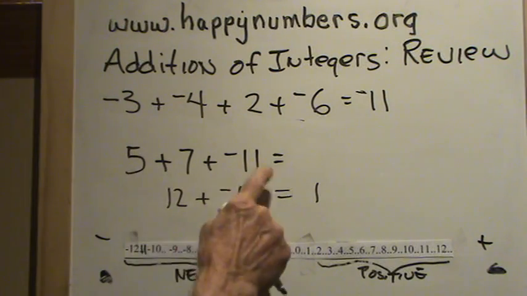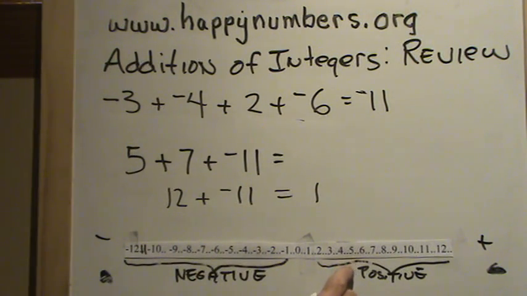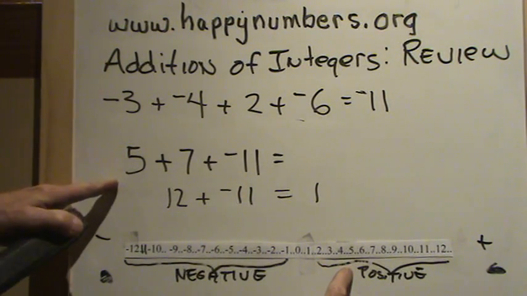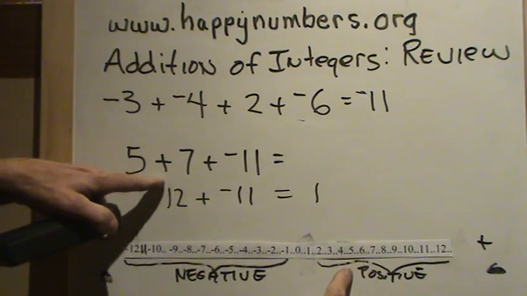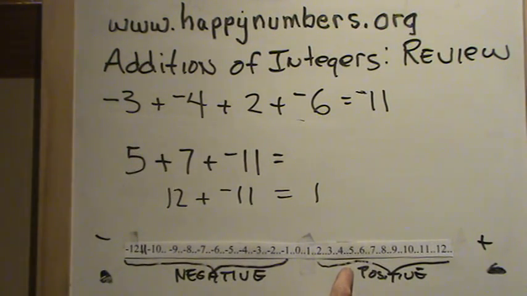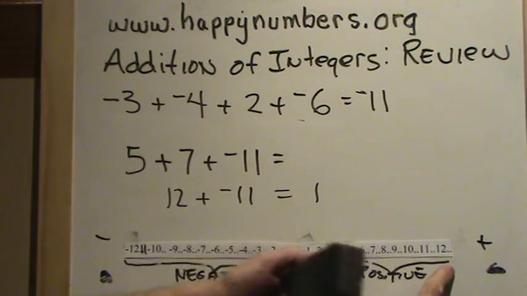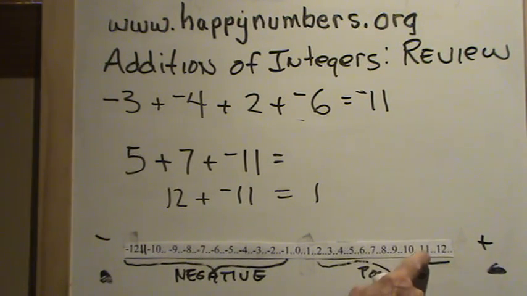And let's look at that on the number line. If I'm at positive 5, and I go a positive 7 in the positive direction, 1, 2, 3, 4, 5, 6, 7, I wind up at positive 12, and then I move in a negative direction 11, 1, 2, 3, 4, 5, 6, 7, 8, 9, 10, 11, I wind up with positive 1.